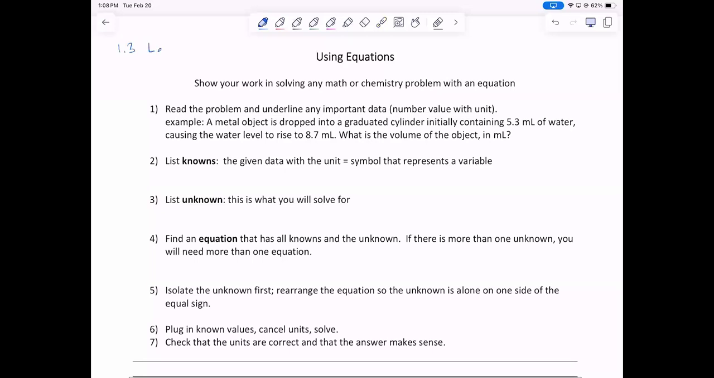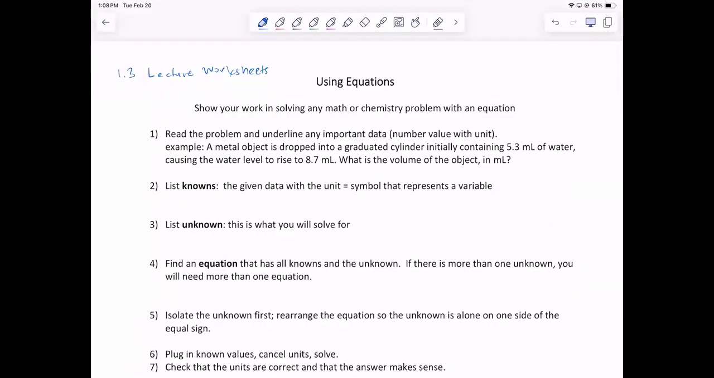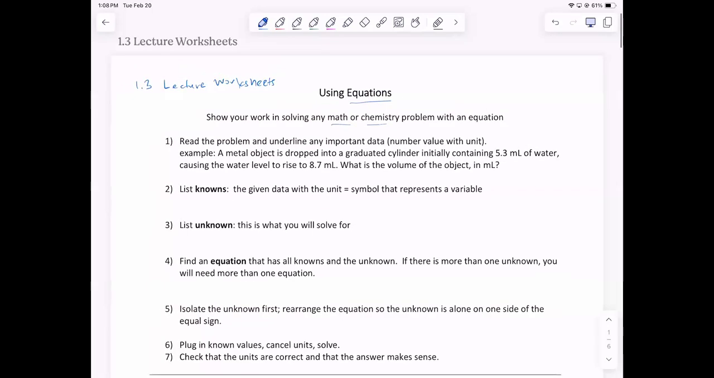Today's 1.3 lecture worksheets. And you'll see that some of the questions on the worksheets assignment are exactly the same as or similar to the ones that I'm about to go over. A worksheet is when you are given a type of problem that involves using a math equation. So you'll find this in math or in chemistry. This is the way to show your work.